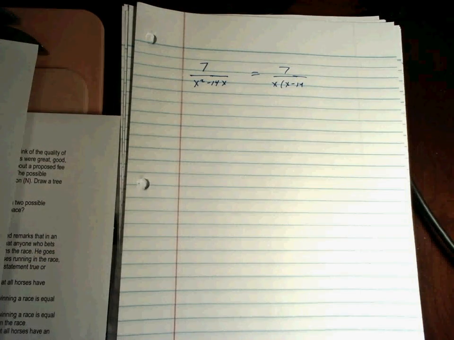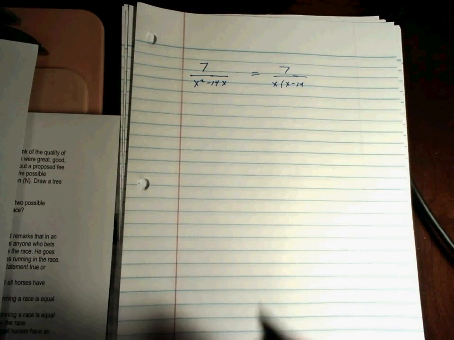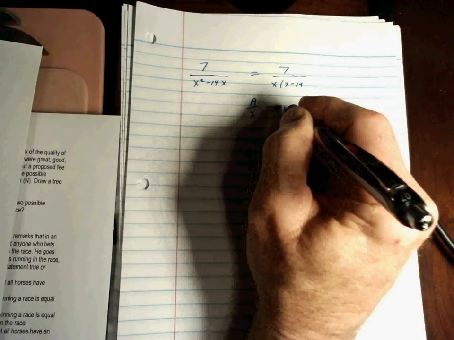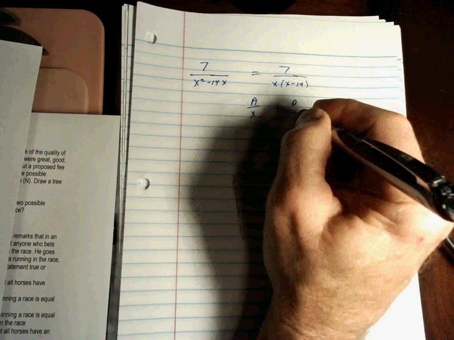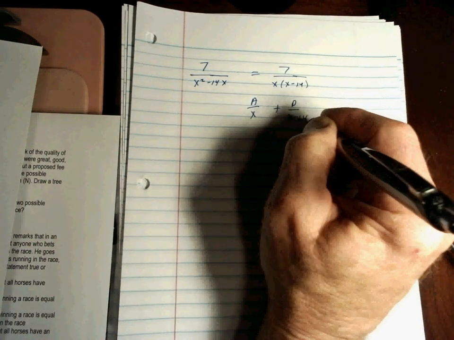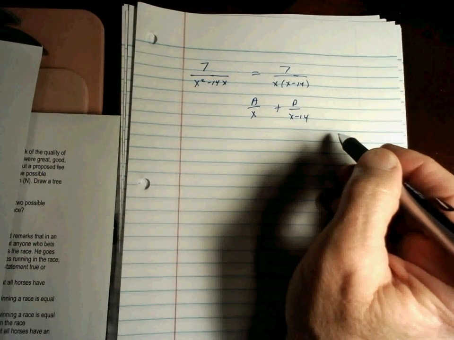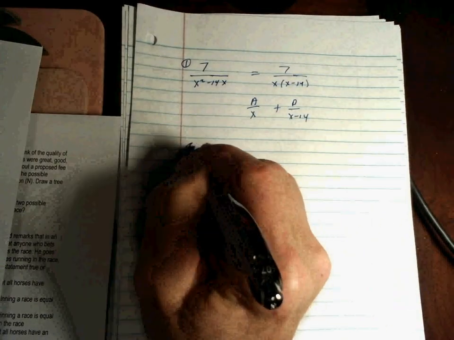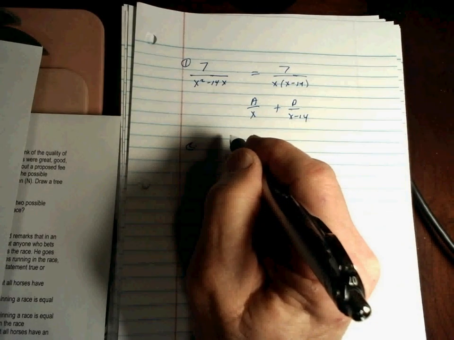Now the breakdown is going to be this. We're going to have A over each one of the linear factors plus B over the other linear factor of x minus 14. Now we're going to solve this type of problem after I go through the process of several examples of actually doing the partial fraction decomposition breakdown.